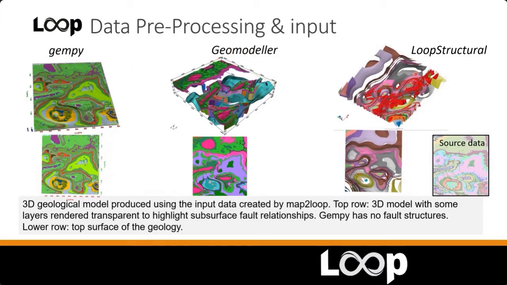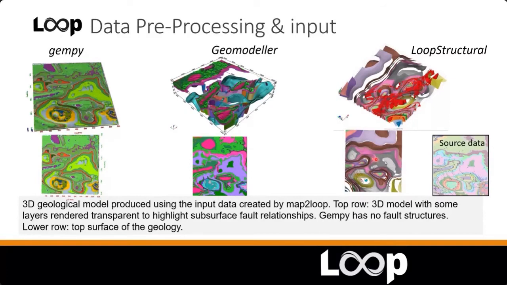or to Loop Structural, which is the package we're developing at the moment, or to GemPy, which is a Python version of GeoModeller. Also, GemPy doesn't have faults at the moment. And the idea is to generate that data set that can be sent to those different packages and generate models. And you can see that all these models have differences. They sort of reproduce the geology to a certain degree.